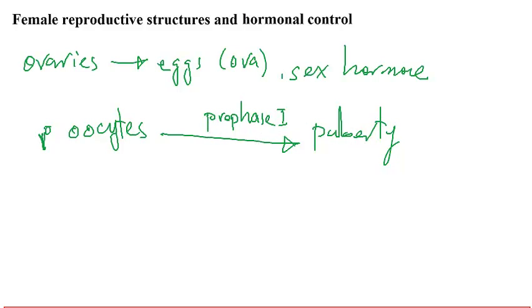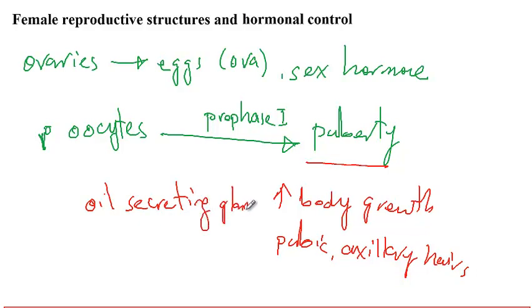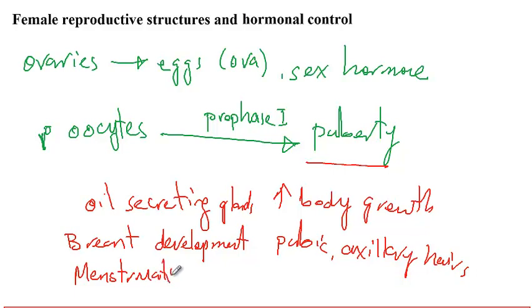Now once a female reaches puberty, certain changes happen, and these include, for instance, increased body growth, development of pubic and axillary hairs, increased secretion of oil secreting glands. There would be breast development, and also by puberty there will be the beginning of menstruation.